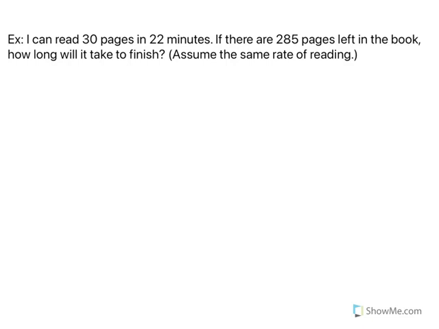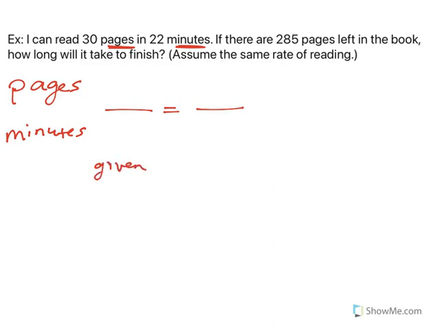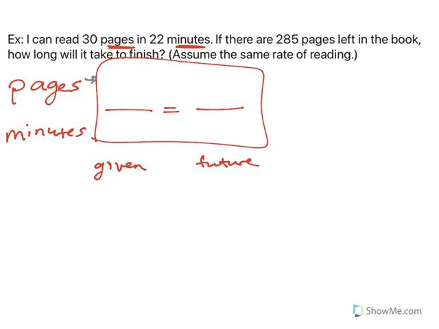And so first, identify what we're talking about. We are comparing pages to minutes. I'm a very visual person, so I will say, okay, I know that I am comparing pages to minutes. And if I'm going to set up a proportion, I also know that I have the information that's given, and then we have our future information, right? So if you think about this as a box, the pages are going to go in the numerator, minutes are in the denominator. My first ratio is the information that is given, and the second ratio is the future information.